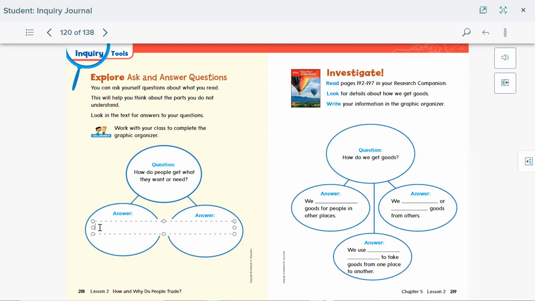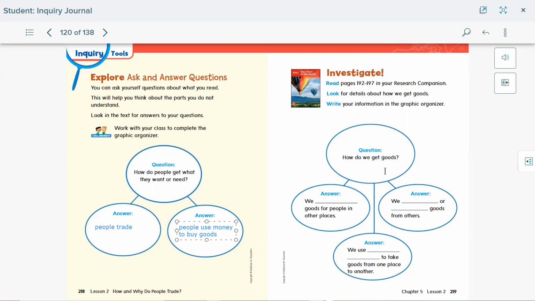So we know that people trade. Through trading, people get what they want. So people can trade. And also, we know that people use money to buy goods. Like the example we saw, the man was buying coffee and food in a bag. All right.